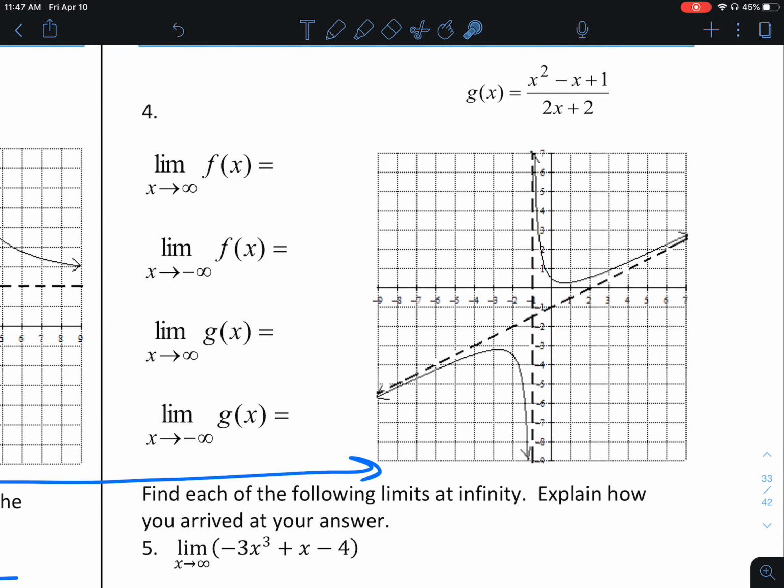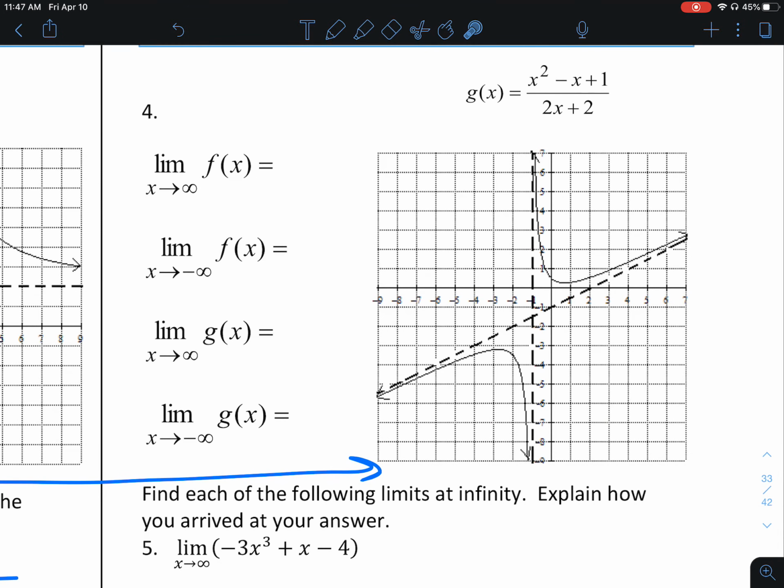Looking at this picture, actually, the first question here, f, is referring to this picture over here. As x approaches infinity, as it goes to the right forever, what's happening to y? Well, it's getting closer and closer to this horizontal asymptote of 2. As x approaches negative infinity, as it goes to the left forever, it's getting closer and closer to this horizontal asymptote of 2.